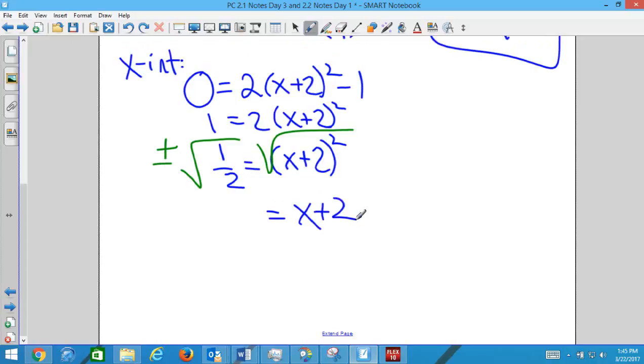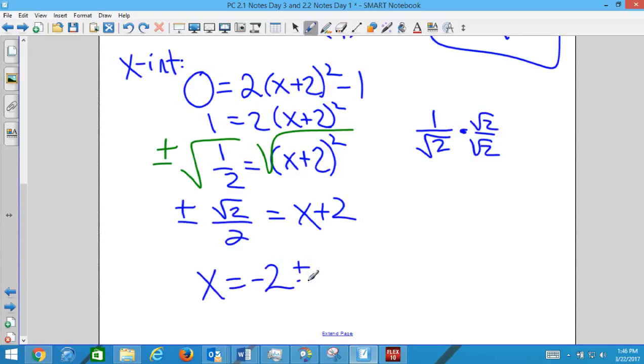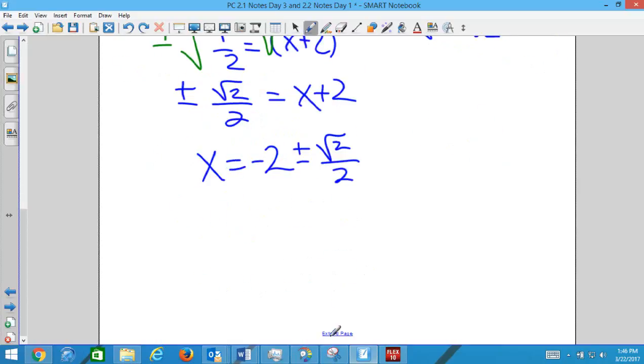Okay, so when you square root 1/2, you can square root the top, but you can't square root the bottom. We would have 1 over square root of 2. Because I can square root the top, but not the bottom, so what do we need to do? Rationalize it. Square root of 2 over square root of 2, so I get plus minus square root of 2 over 2. And we're going to subtract that 2. We'll have -2 plus or minus square root of 2 over 2.